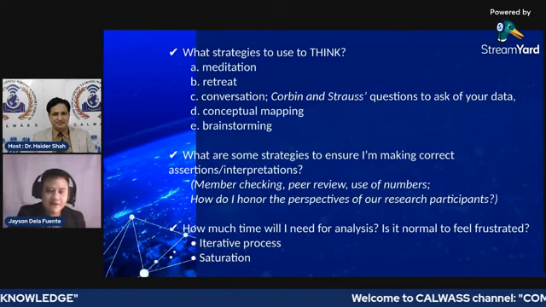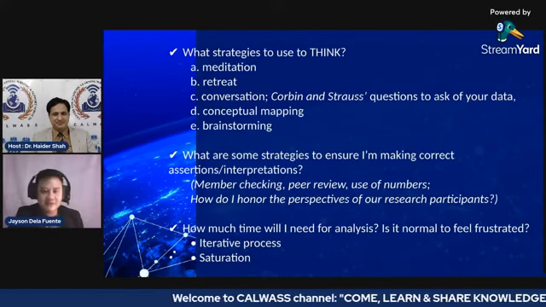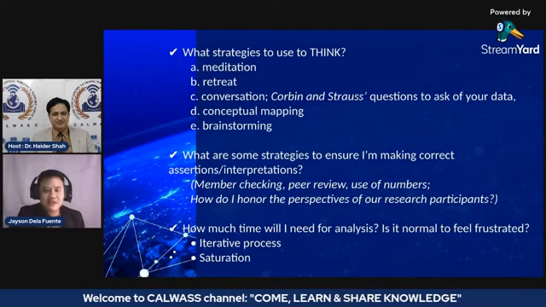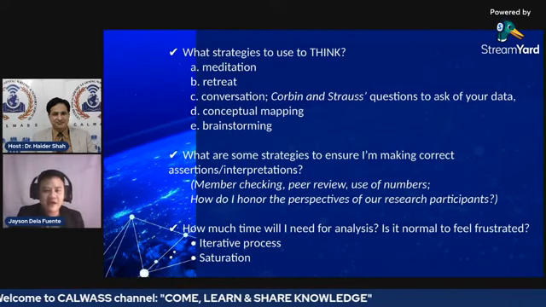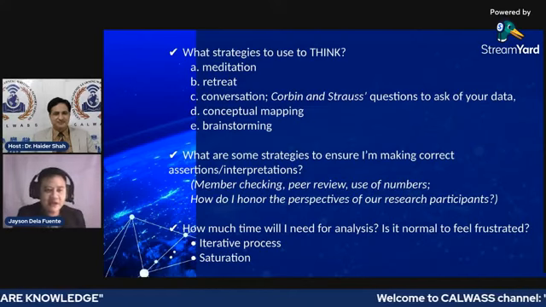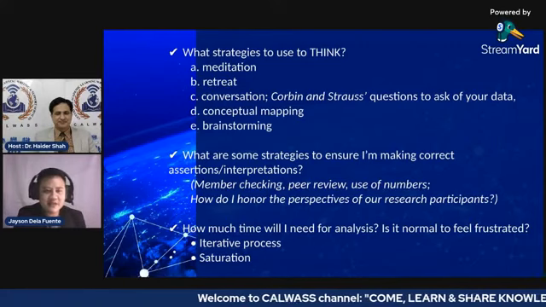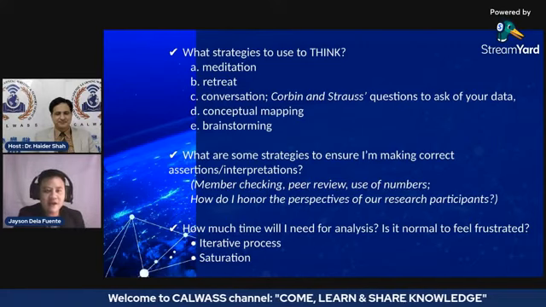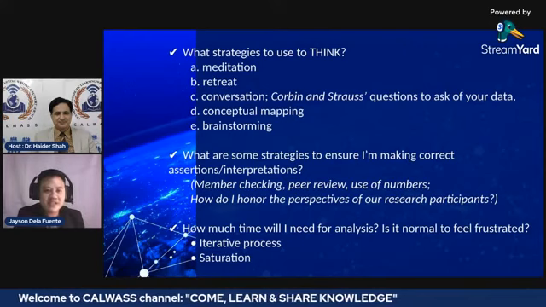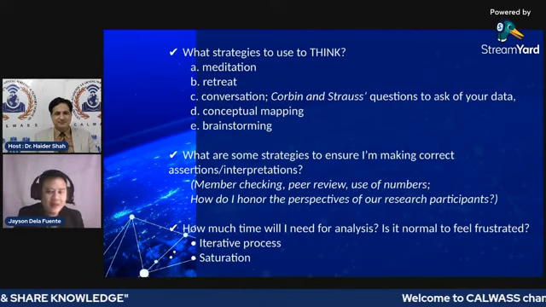What are some strategies to ensure you are making correct assertions or interpretations? Qualitative research is actually very technical in nature. It is not the same as quantitative research, wherein there are a lot of statistical tools that we use in order for us to interpret the data. But in qualitative research, it's really hard.